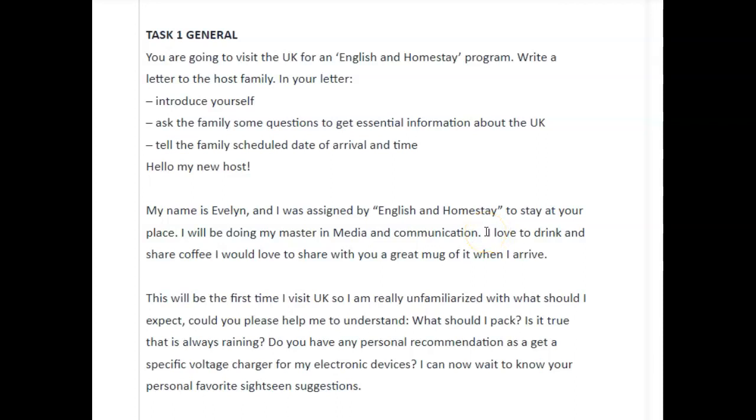In fact, why don't we say something about the UK? You could say, I hear the UK has wonderful coffee, and since I really enjoy this drink, I hope we can share a mug of it when I arrive. All right, so it's just a suggestion. But you can see that I've done something grammatically a little more advanced here, and I haven't repeated all that vocabulary. All right, let's see what you've got here.